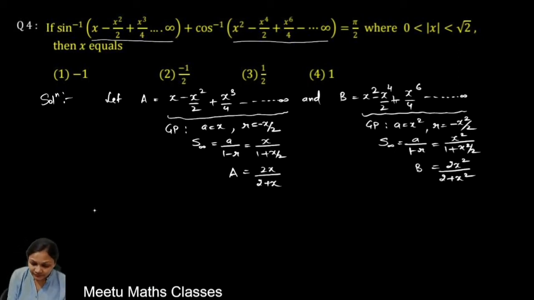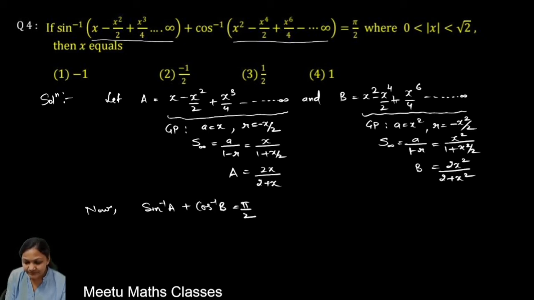Now we are given that sine inverse of a plus cos inverse of b is equal to pi by 2, and there is an identity that sine inverse of x plus cos inverse of x is equal to pi by 2. So this implies that a is equal to b.